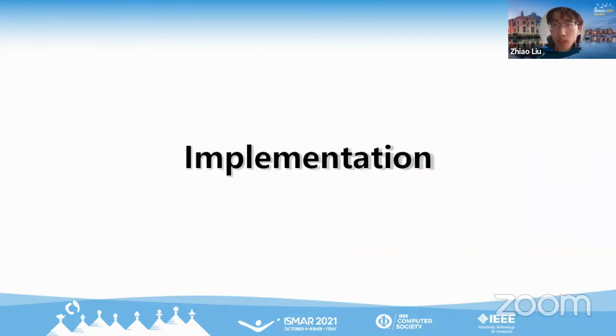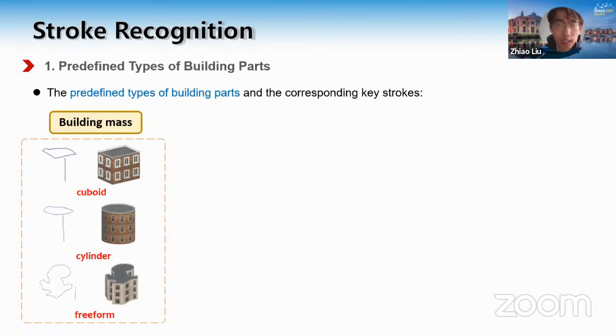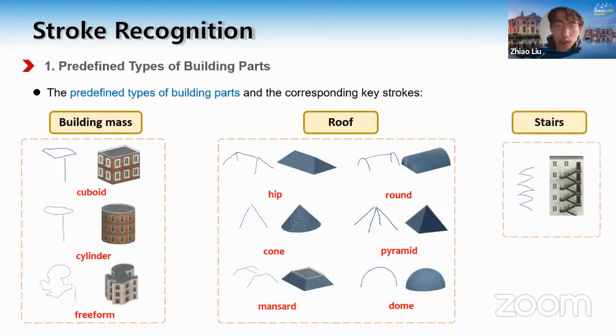Next is the algorithm implementation. First, our system supports a set of predefined object types, including 3 types of building masses, that is the cuboid, cylinder, and freeform shapes, which are the main body of the buildings, and supports 6 kinds of roofs, like the hip, round, cone, and pyramid shapes. Also, the users are allowed to sketch the stairs outside.